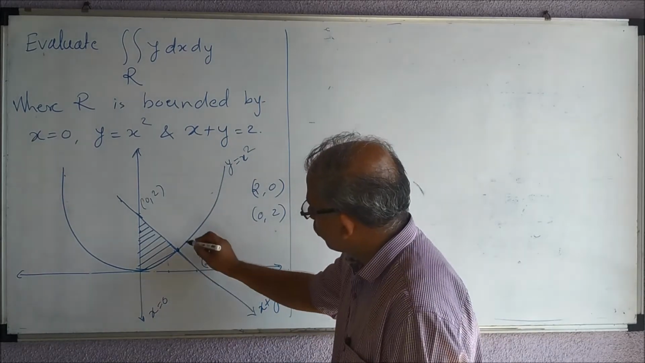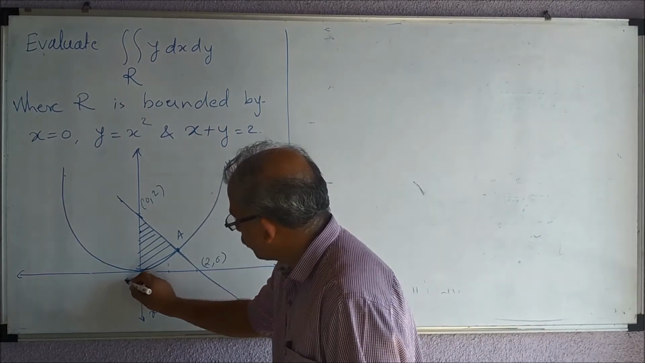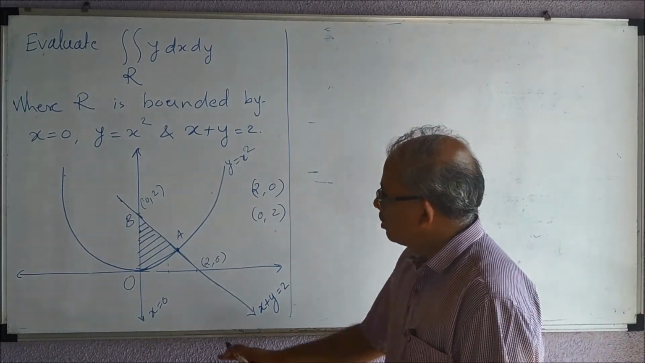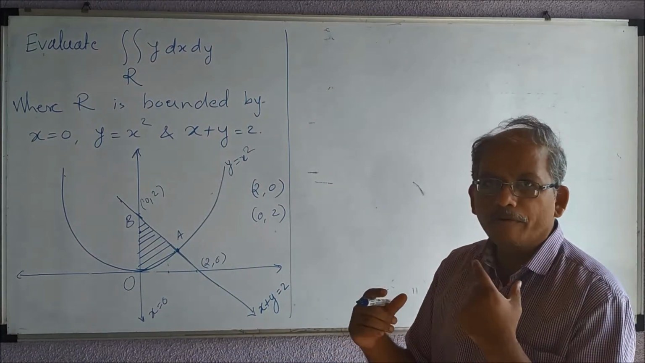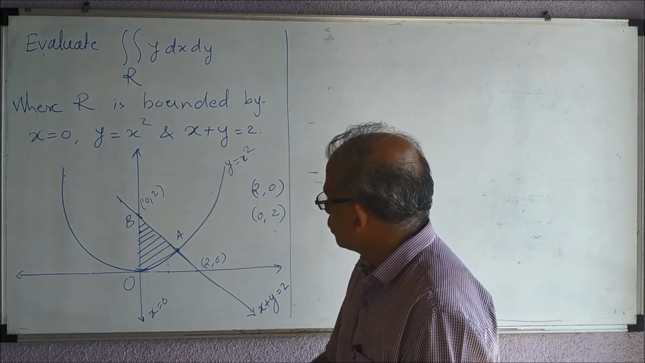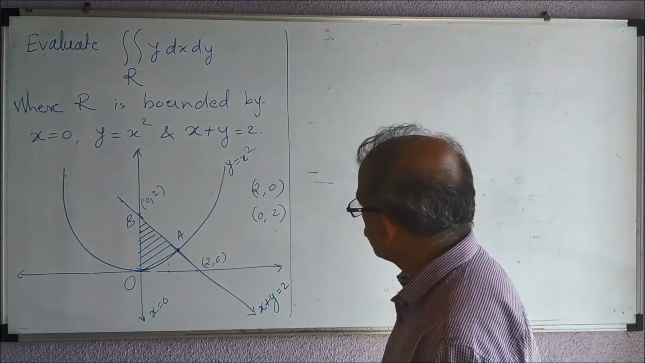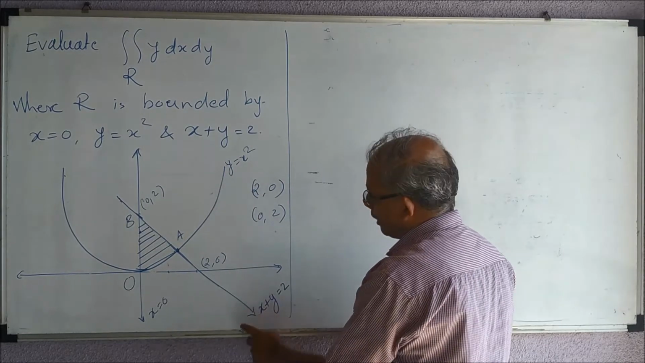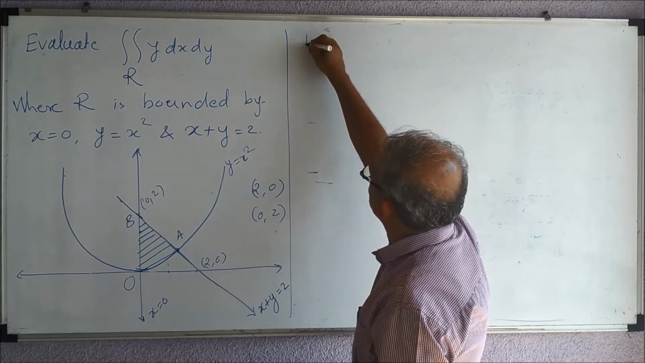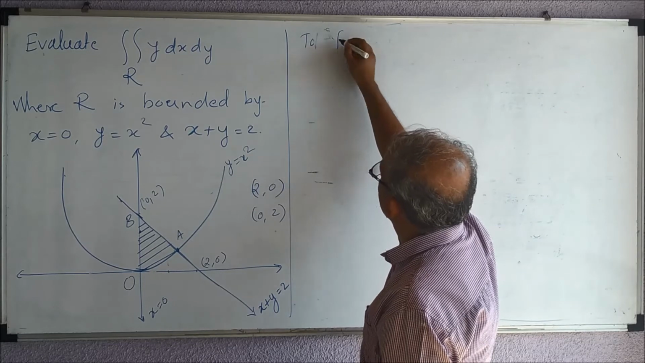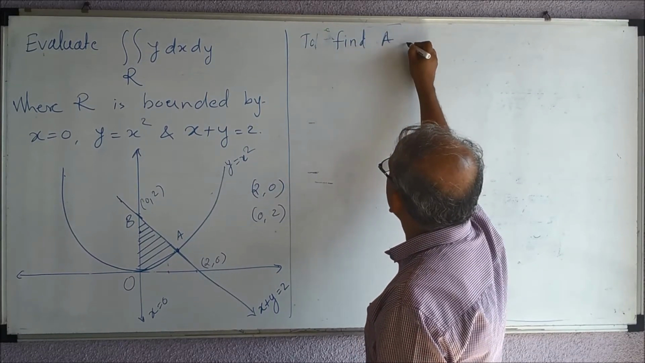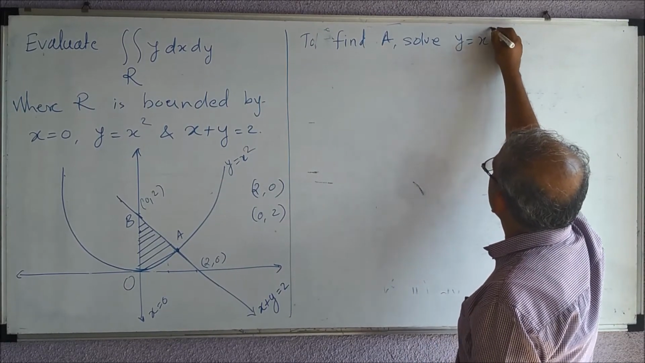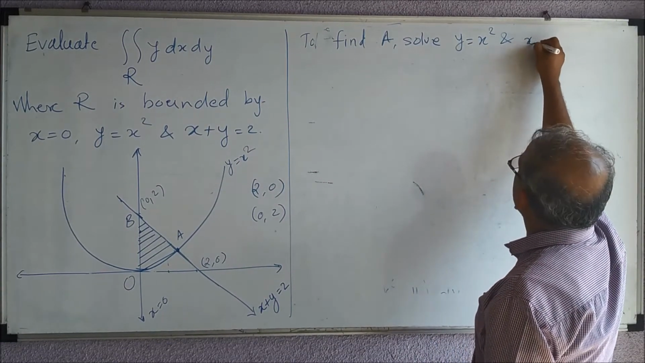I call this point A, this point O, and this point B. These are the boundary points of our region. So how do you get the coordinates of A? For that purpose you need to solve these two equations, the parabola and the line. So to find A, we solve y equal to x square and x plus y equal to 2.